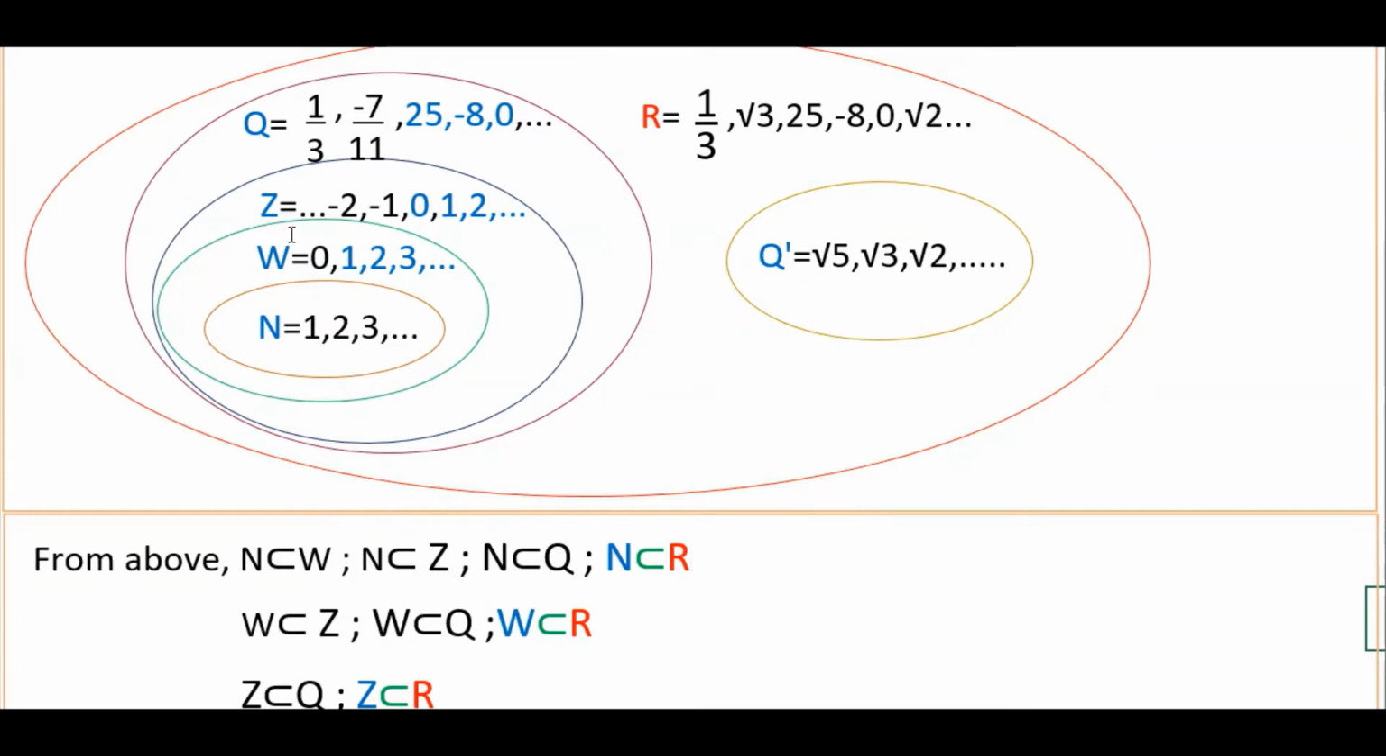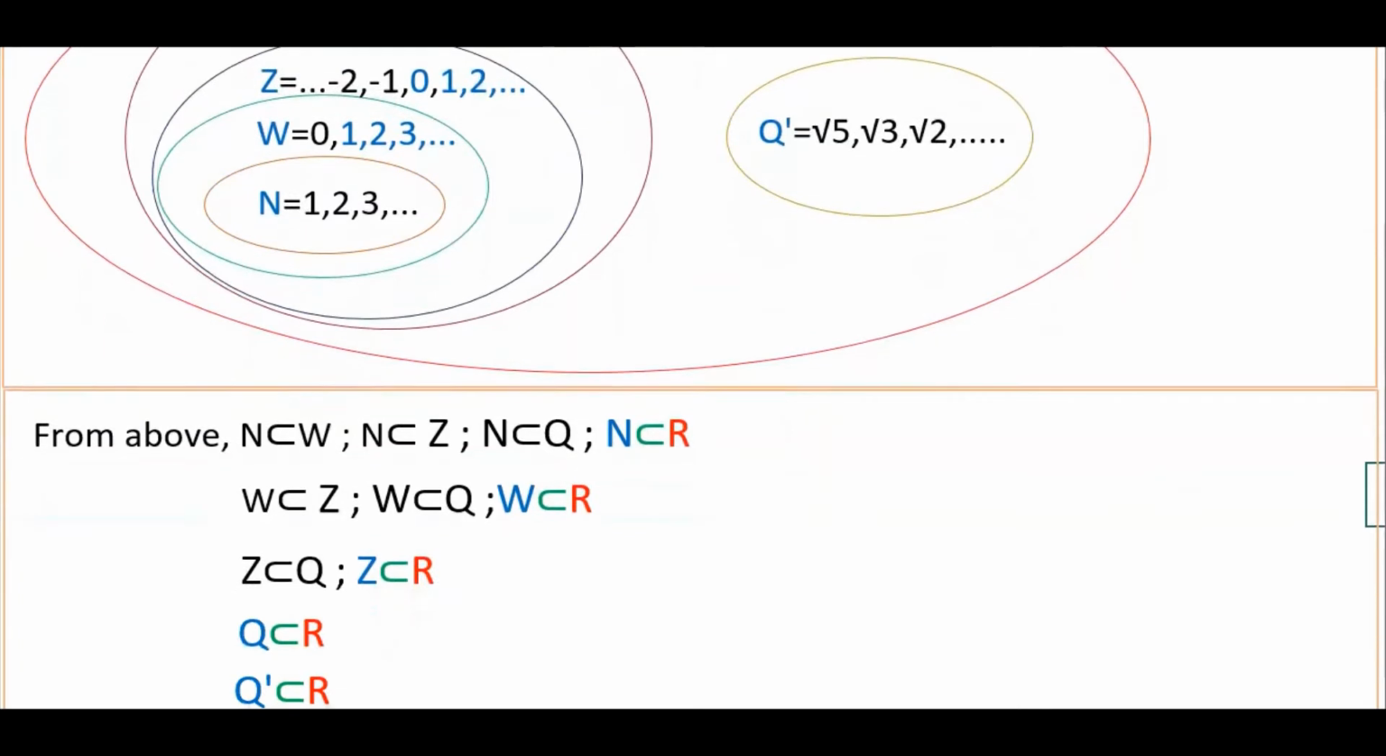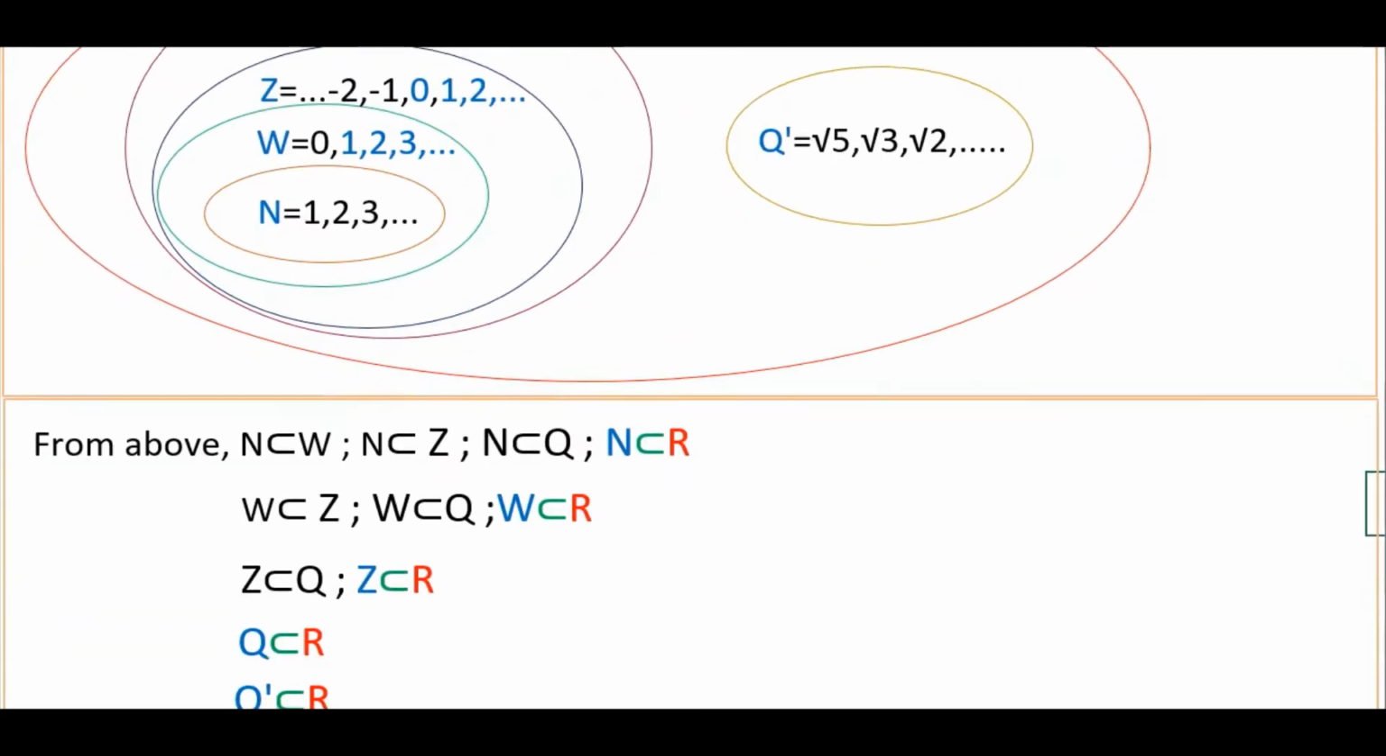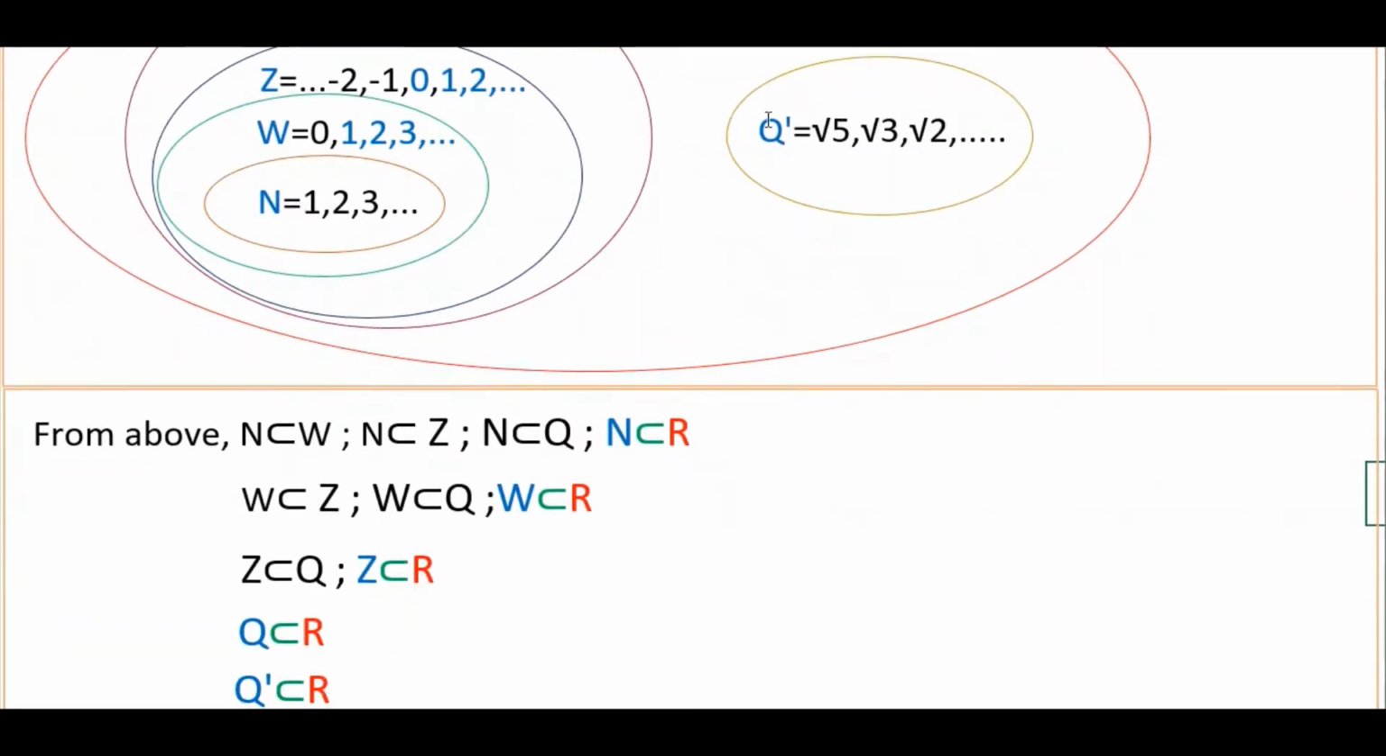And similarly, W, this is whole numbers. W is a subset of Z, W is a subset of Q, and W is a subset of R also. And Z is a subset of Q. Here Z means integers. Z is a subset of Q, and Z is a subset of R. And Q means rational numbers. Q is a subset of R. All rational numbers are a subset of real numbers. And Q dash is also a subset of R, because the irrational numbers are also a subset of real numbers.